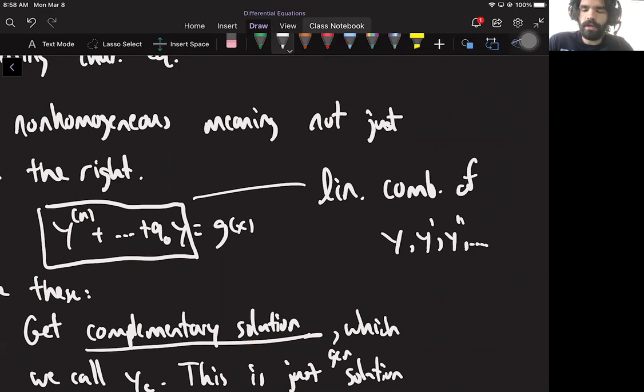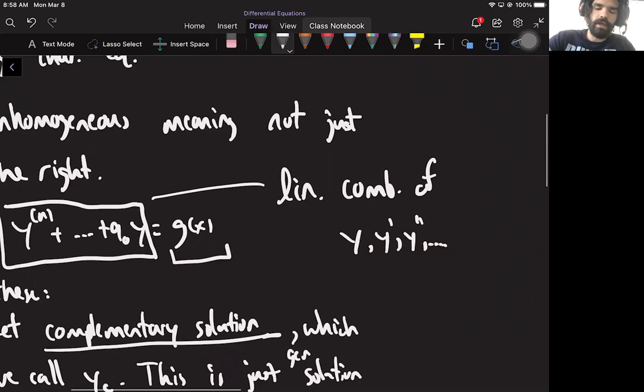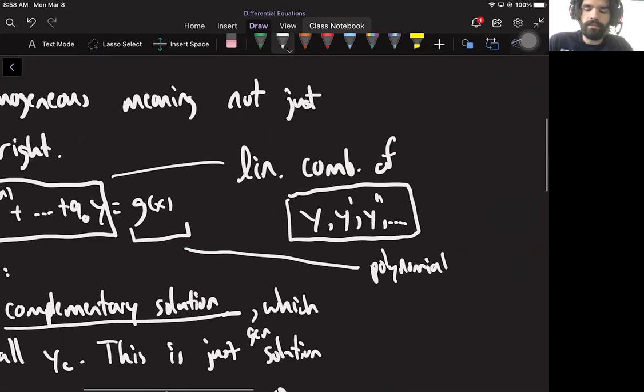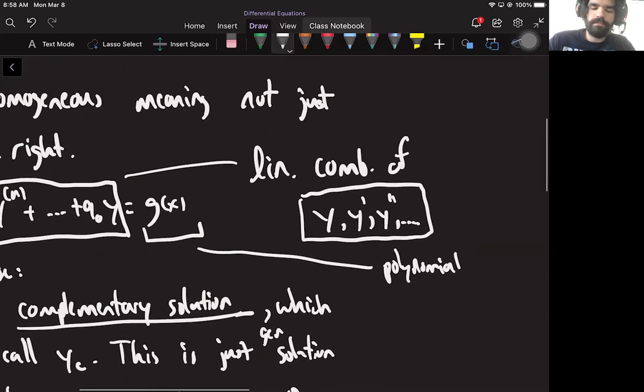So if you have a linear combination of things and they need to add up to g of x, then if g of x looks like a polynomial, for example, then we know that we need these things to be polynomials so that they can add up to a polynomial. That's the basic idea. Same thing with exponentials and sines and cosines.